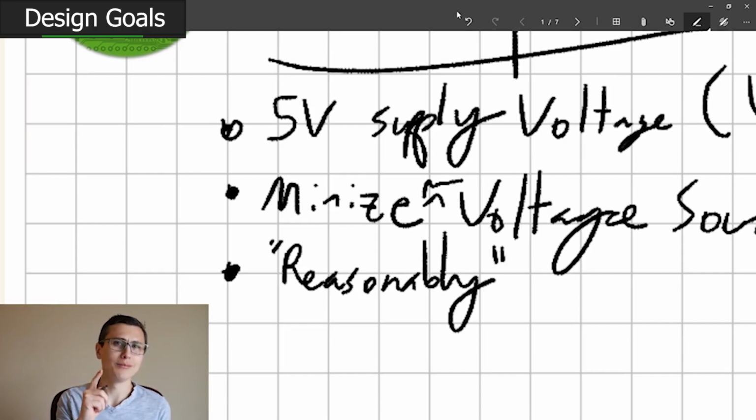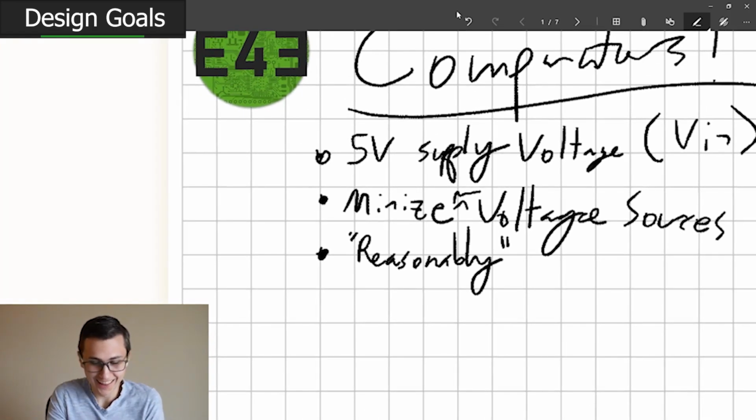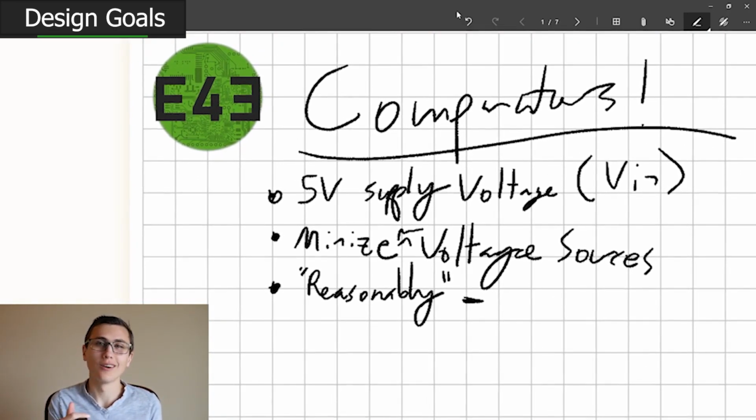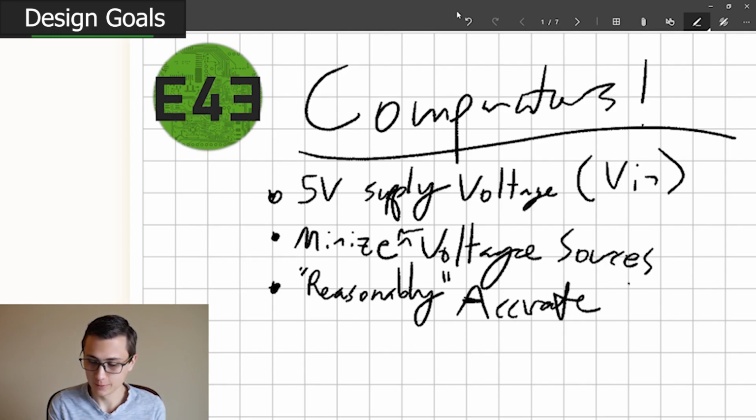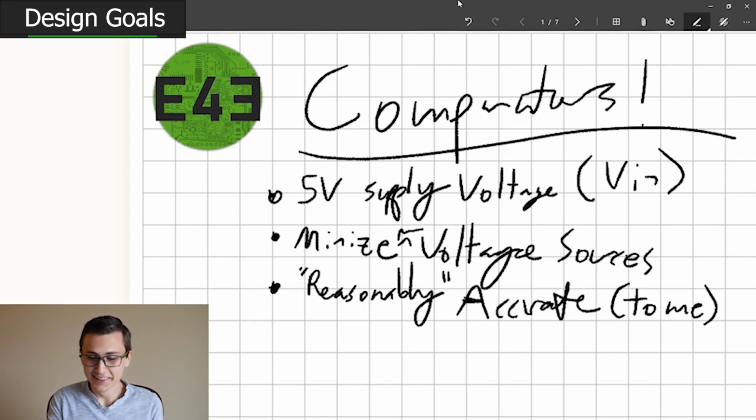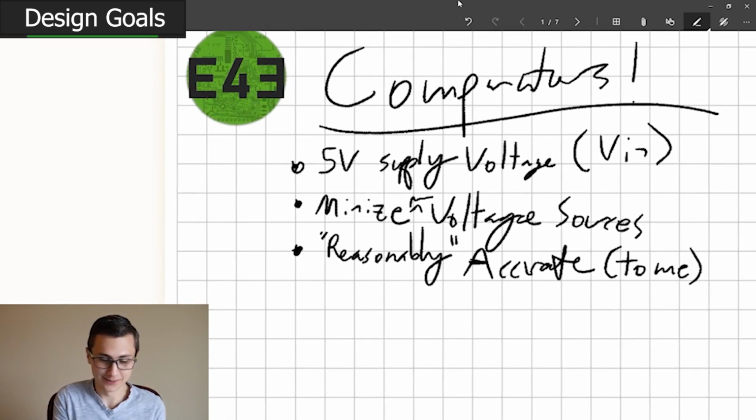And that's reasonable to me, not reasonable to you. These are terrible. These are not requirements. These are more guidelines, design intent, whatever you want to call it. Reasonably accurate. I'm going to put that right in there. Anyways, so that's basically what we're trying to do.